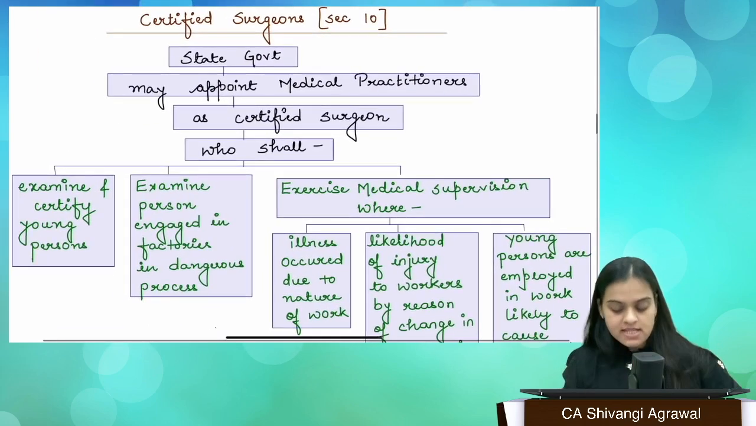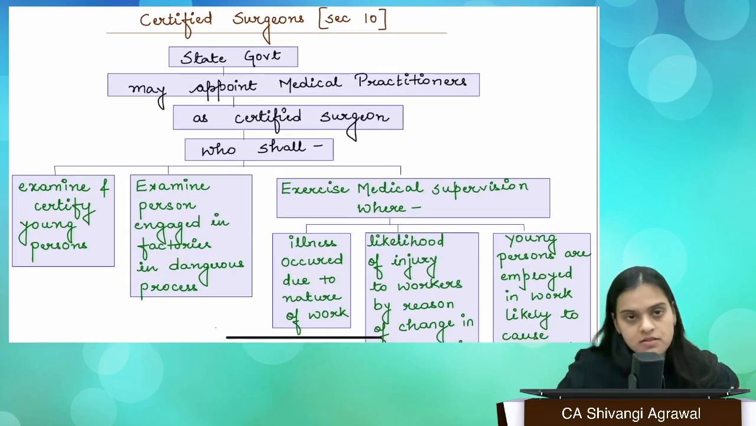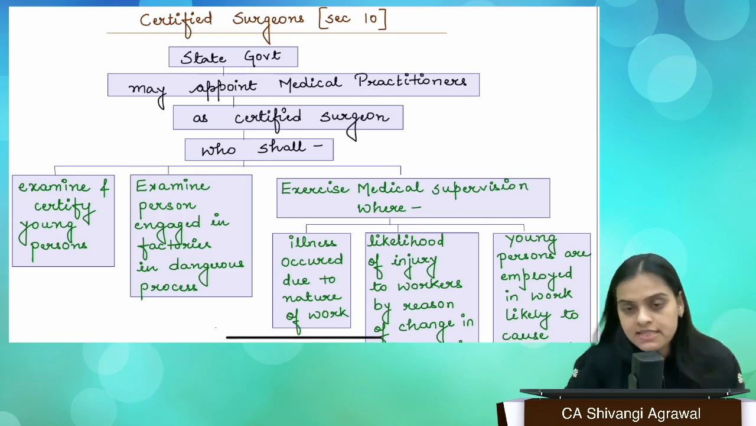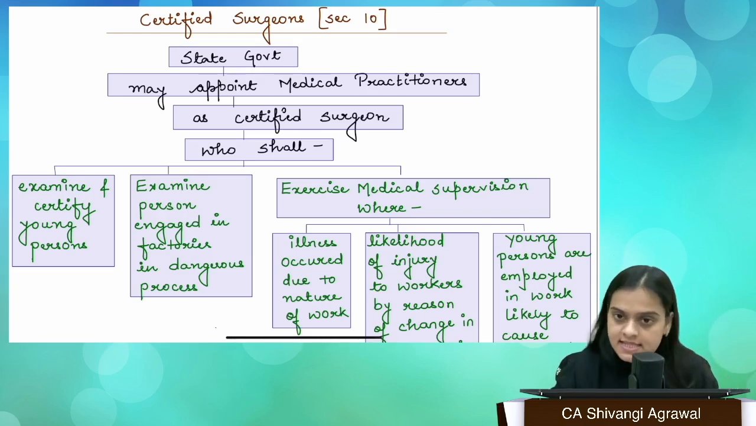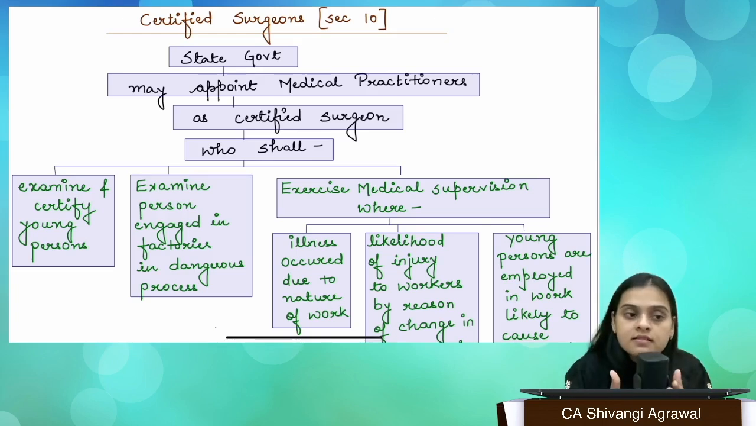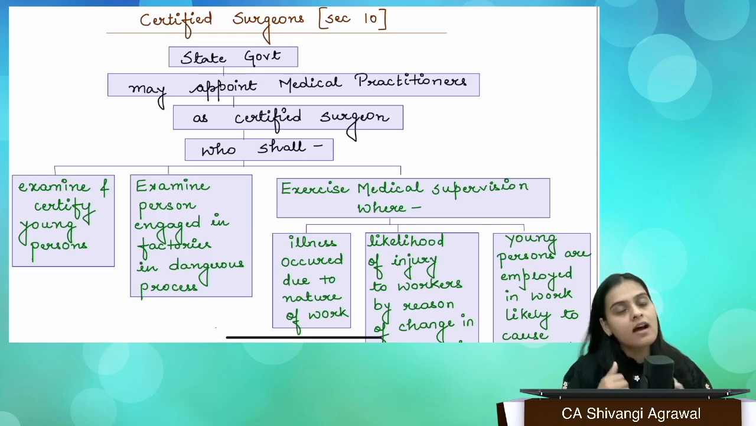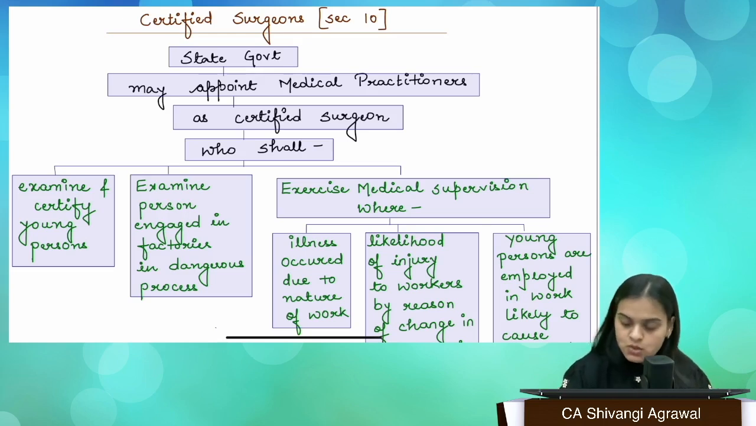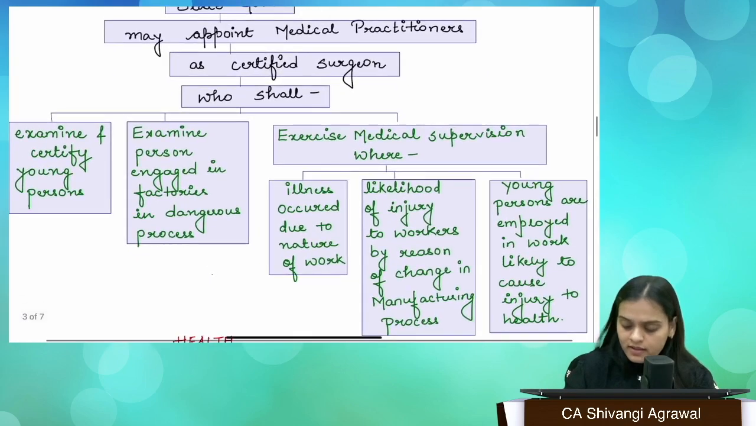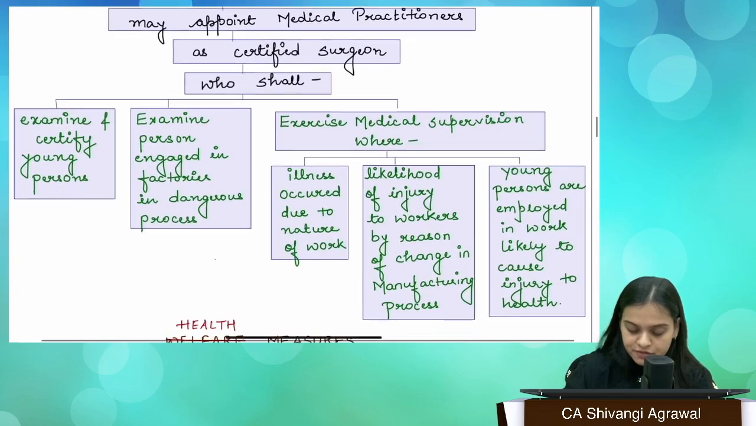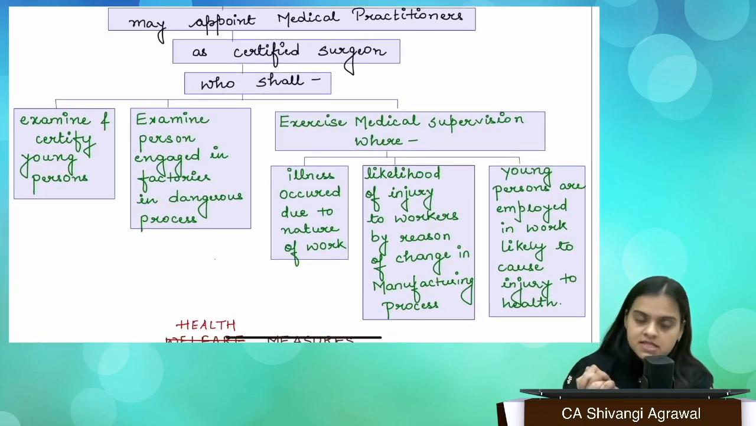Now we come to the next type of authority that we read under this Act, which is actually certifying surgeons. Again, the state government can appoint certain medical practitioners to be the certifying surgeons under the Factories Act within a particular local limit. They are medical practitioners. So what do they actually do? They have different duties. Number one, they examine and certify young persons.